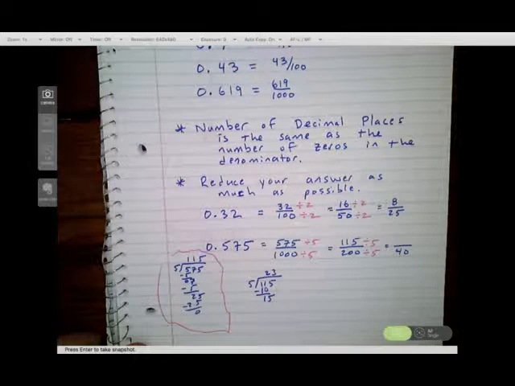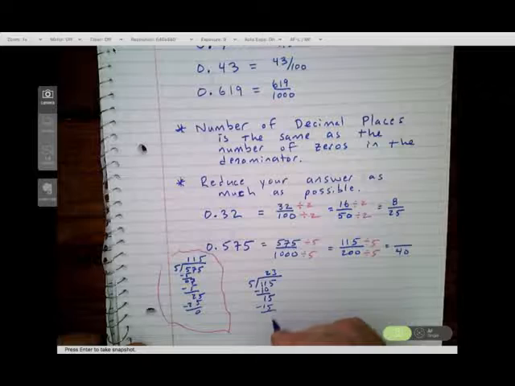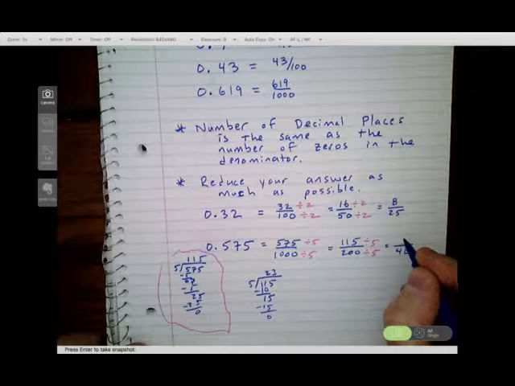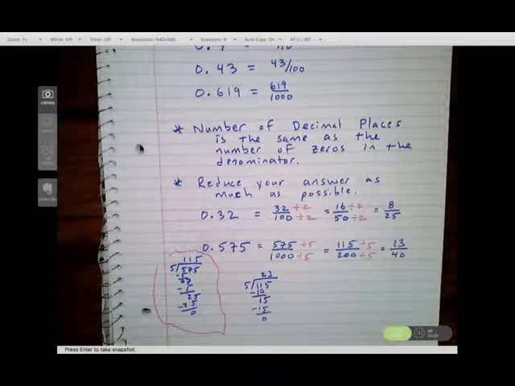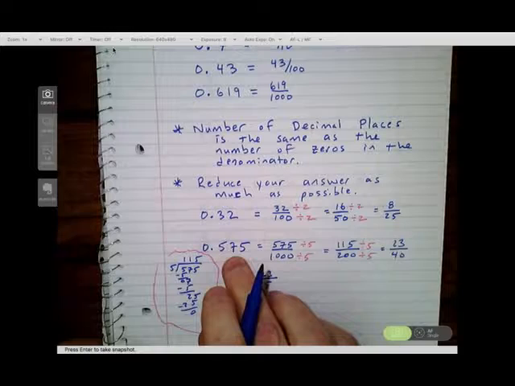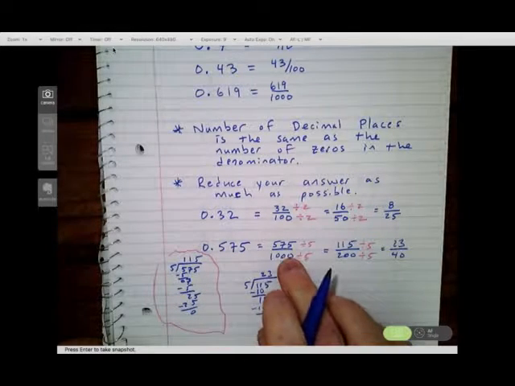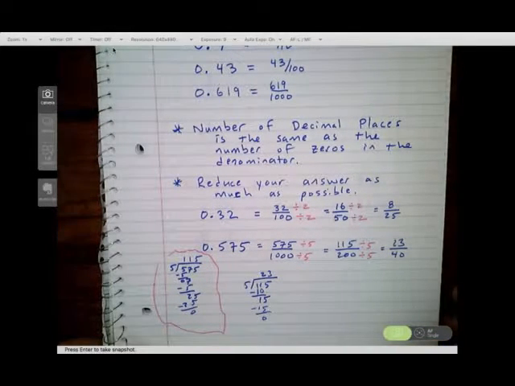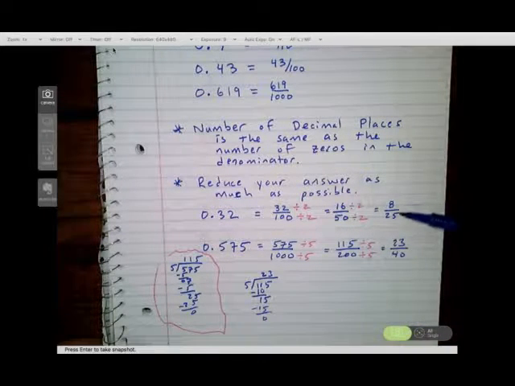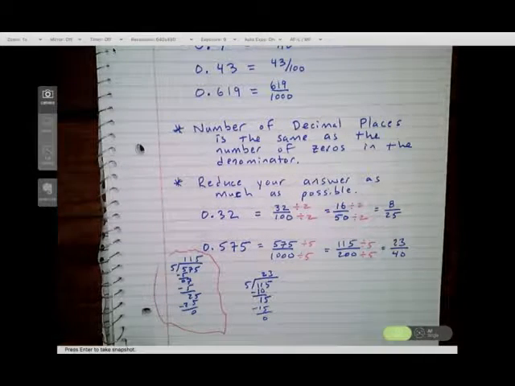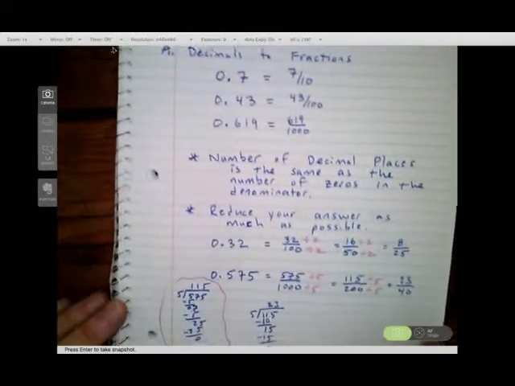Oh, cool. Okay then. So I said, oh cool, because 23 is one of those prime numbers, so I know I can't divide anything into 23 besides itself and 1. And we are done. So 0.575 is 575 thousandths, which reduces to 23 over 40, or 23 40ths. So again, as you're doing these, you want to reduce your answers as much as possible. Alright, so that should cover changing decimals to fractions.